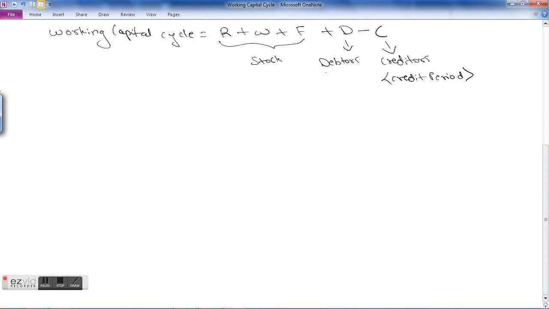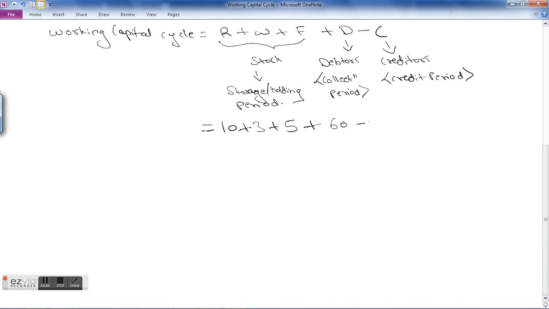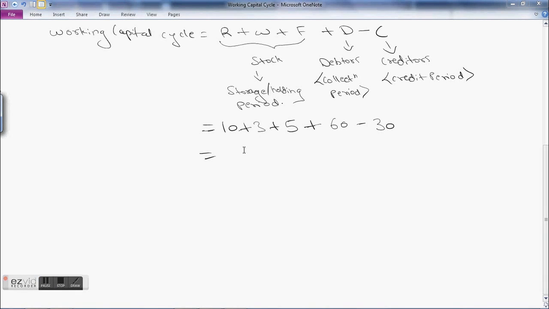Debtors means your debtors collection period, the time required to get the money back from the debtors. And stock is your stock holding period, that is on average how many days the stock is in your stores or godown. Say if your raw materials on an average are there for 10 days, work in progress for 3 days, finished goods for say 5 days, then your debtors pay money after 60 days, whereas your creditors' credit period is say 30 days. Then if you total it, net it comes to 48 days.